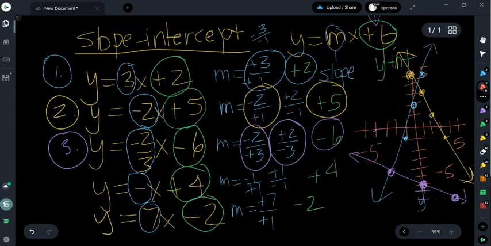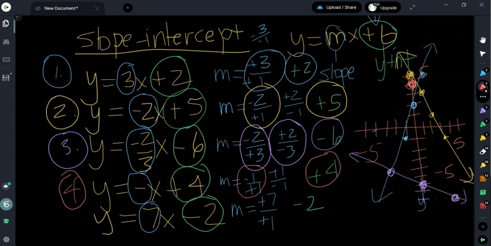Let's do line number 4, and we'll make this one red. The y-intercept of line number 4 is at +4. So 1, 2, 3, 4. This is where I'm crossing the y-axis. My slope is -1. So I'm going to go down 1 to the right 1, down 1 to the right 1, down 1 to the right 1. So that line looks like so.